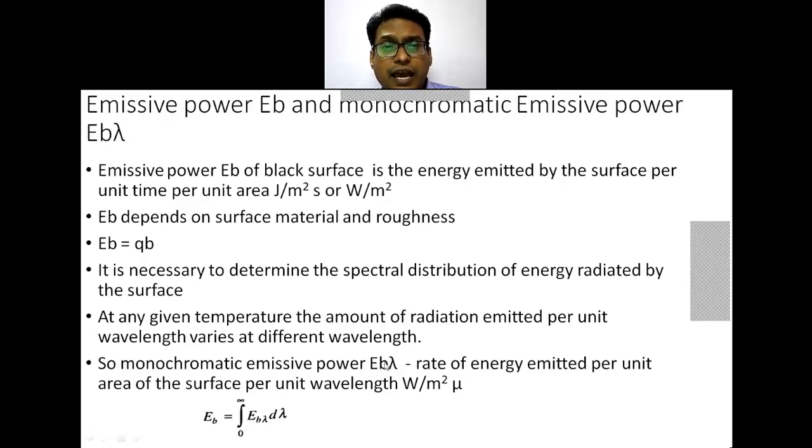EB is our emissive power, and EB lambda is the monochromatic emissive power for a black body, which is nothing but the rate of energy emitted per unit area of the surface per unit wavelength. So EB lambda has the unit of watt per meter square micron, and EB has the unit of watt per meter square. So you can multiply it by d lambda and integrate from 0 to infinity for the complete range.